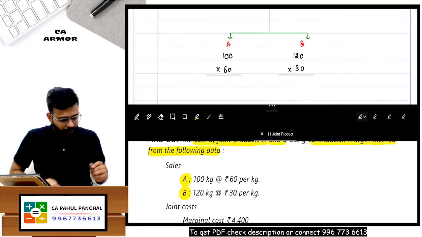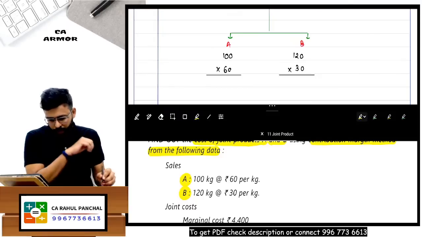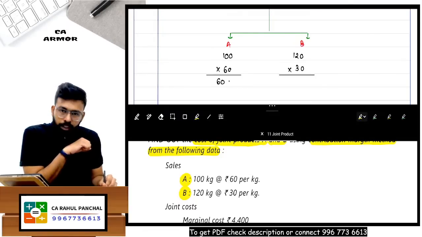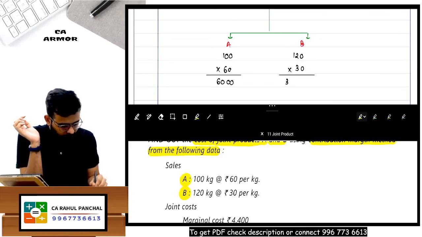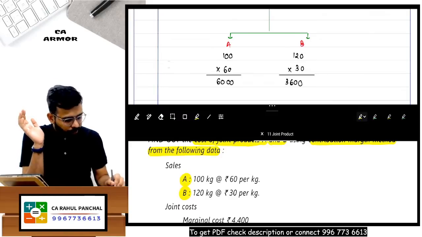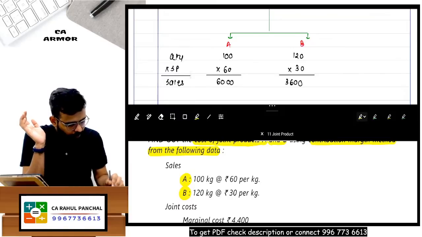You will get this sales value, that is 100 into 60, which is 6,000. Then 120 into 30, which is 3,000. Sorry, sales value is this. This is my quantity, this is my selling price, and this is my sales value at split off point.